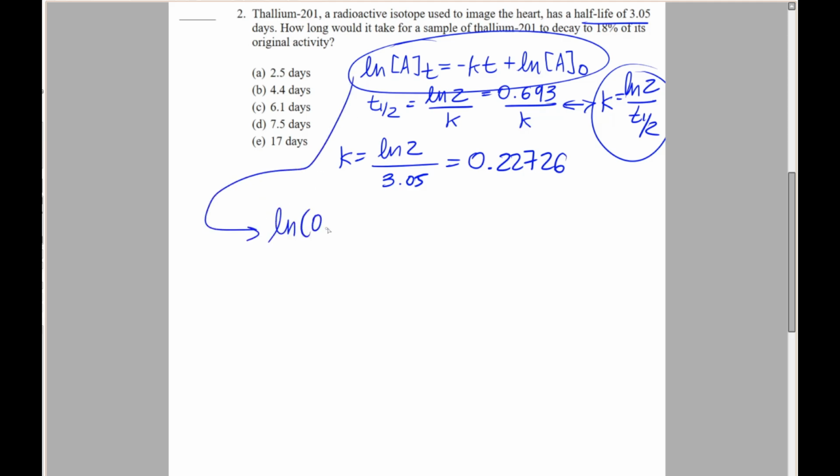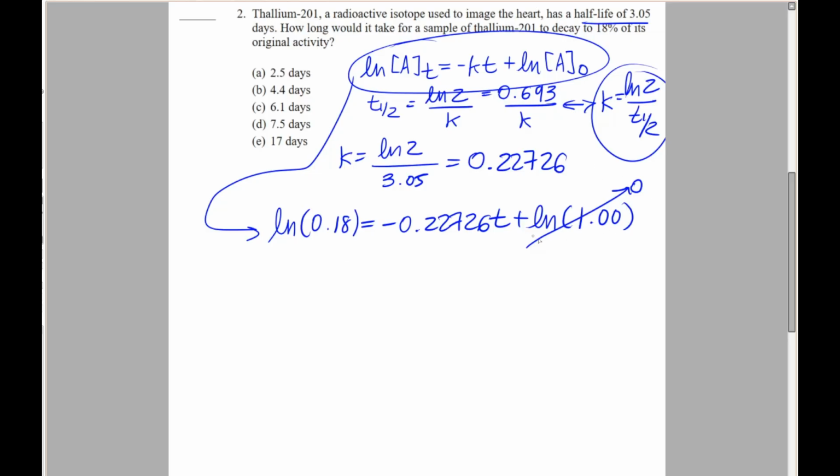So ln of 0.18, because we're given a percentage of 18%, is equal to negative 0.22726 t, which is our unknown, plus ln of 1.00, or 100%. And this is actually very nice because it cancels out to 0. The reason we use ln of 1 is because we start off with 100% of thallium-201, right? And then it slowly decays. So we're looking for how long it's going to take for there only to be 18% of it left.